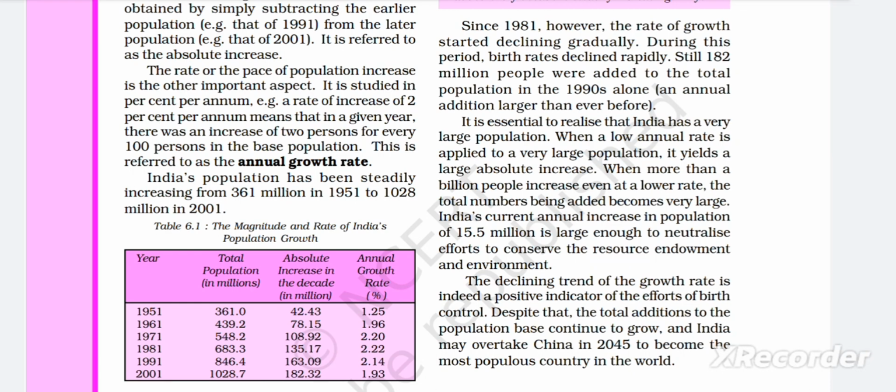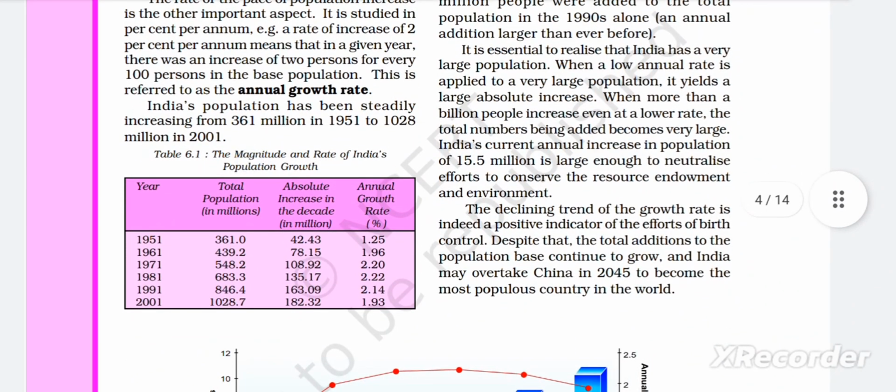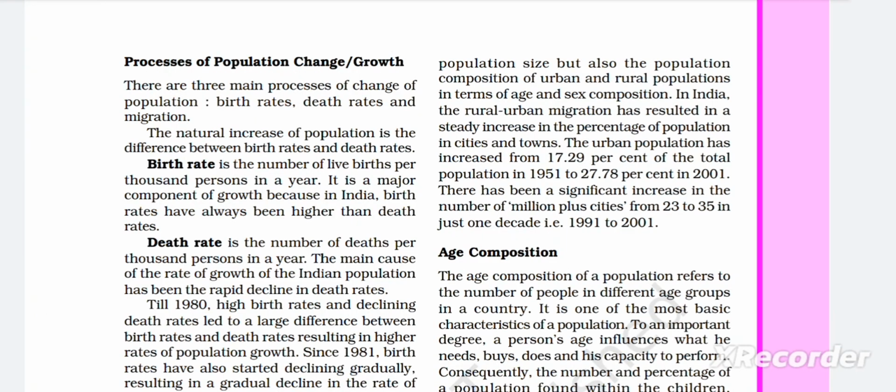The declining trend of the growth rate is indeed a positive indicator that the government and the people are making efforts for taking control of the birth rate, despite that the total additions to the population base continue to grow, and India may take over China in 2045 to become the most populous country in the world. But unluckily, it has overtaken in 2023.